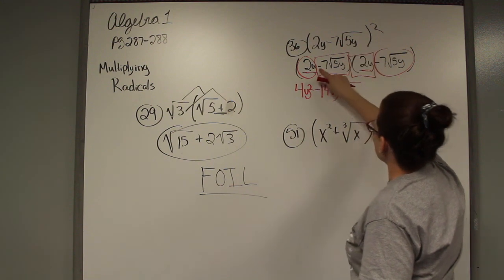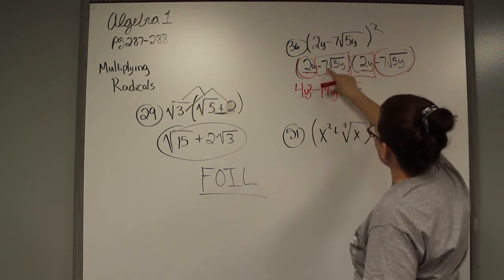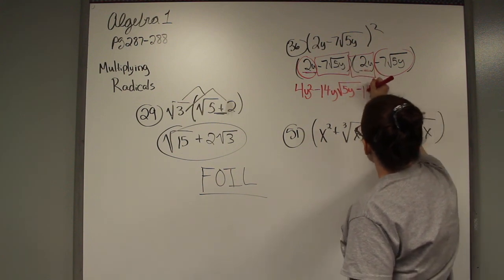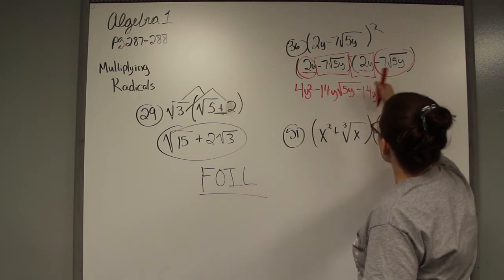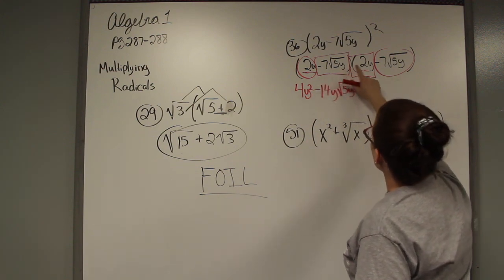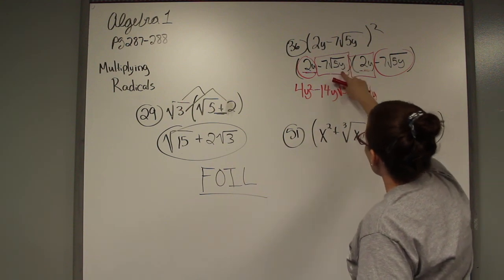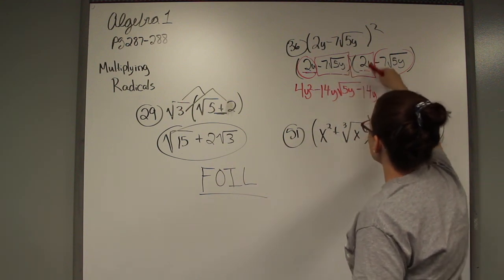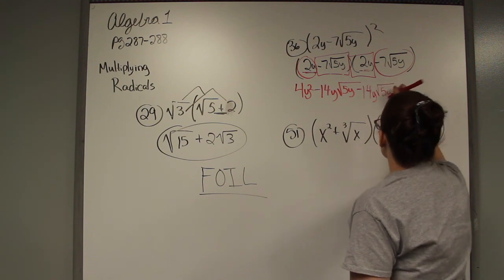And this one is negative and that is positive, so this is negative. That's a 7 times a 2, so that's 14. This one has a y, that one doesn't. And then the 5y in the radical has to come along, so this one doesn't have a radical. So the 5y comes along.